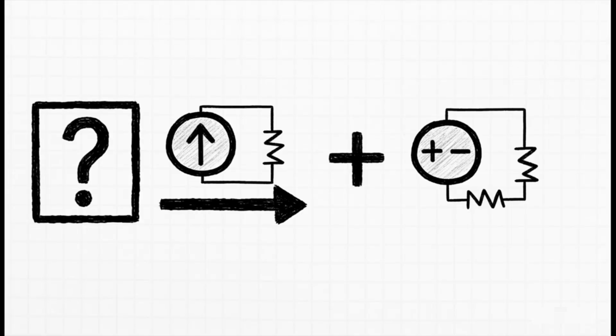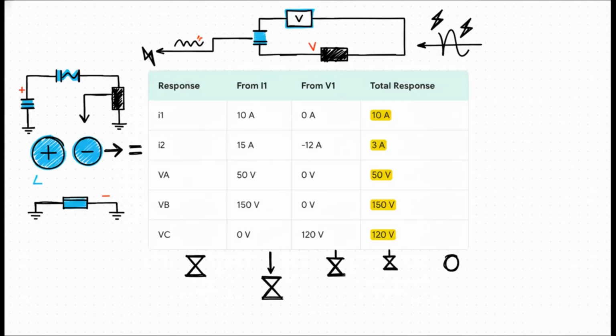All right, here comes the fun part. We've done the hard work, we have the results from each source acting alone, now all we have to do is put them together. And here it is, the final synthesis. This table shows our results from both steps, side by side. To get the true total response, we just add them up.